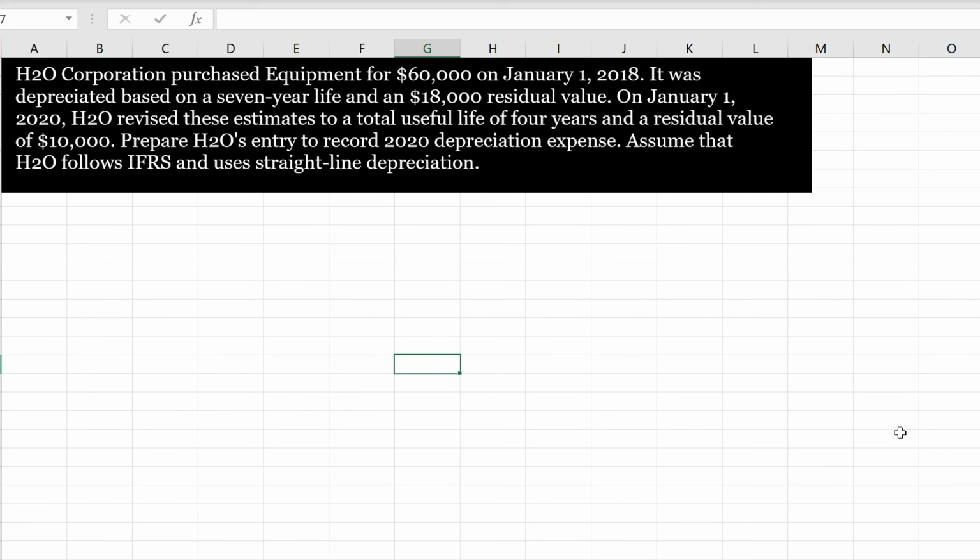So in this question, we're being asked to prepare 2020 depreciation expense. Now, why do you think it's not asking us for a journal entry to correct depreciation back to 2018? Because that's when the equipment was originally purchased.